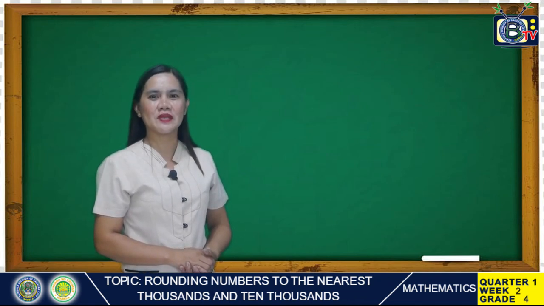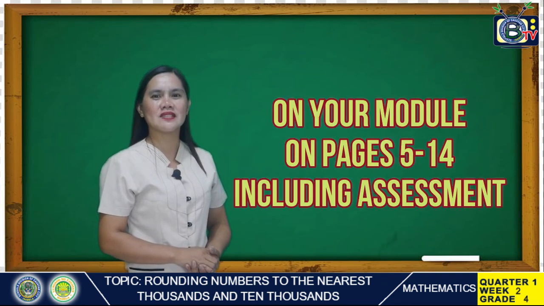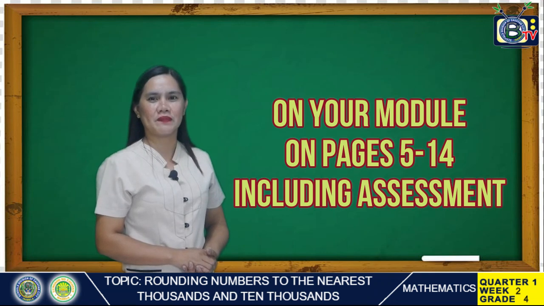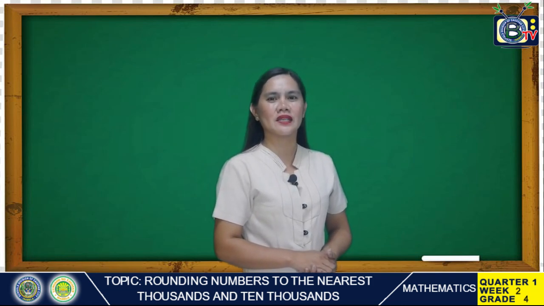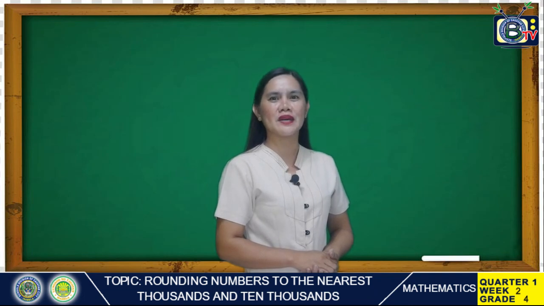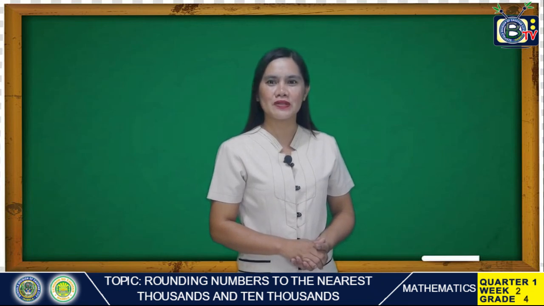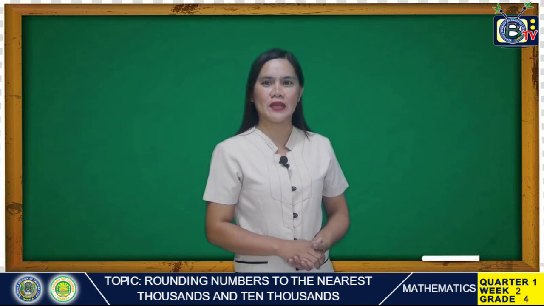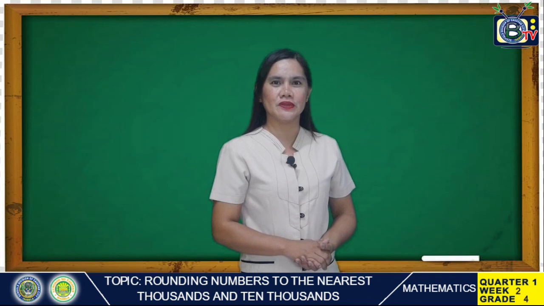To better grasp and have a deeper understanding of the lesson we have discussed, you may go over our module on pages 5 to 14, including the assessment. Also, attached are additional activities for you to work on, on page 15. You are encouraged to answer all the activities to improve your skill in rounding numbers. If you have questions or clarification, you can text or call your teacher, or you can message them through your group chat, Messenger, or Facebook if available. Only if available. But if not, you can drop your output in the provided boxes in your school.